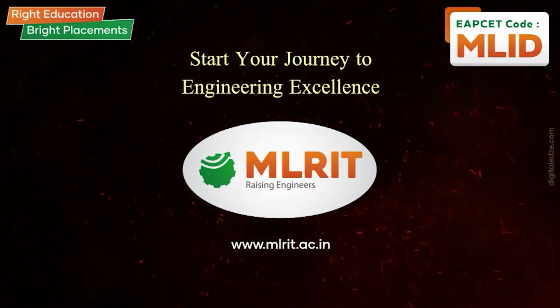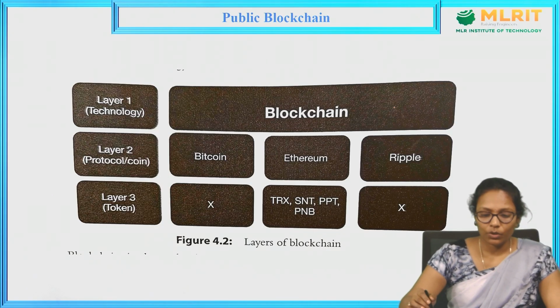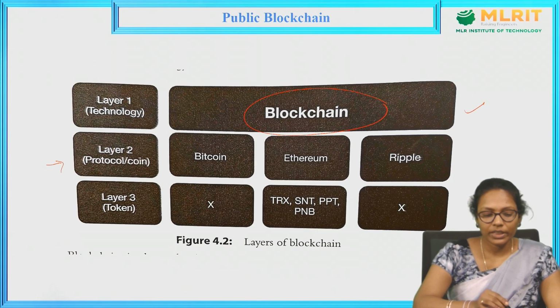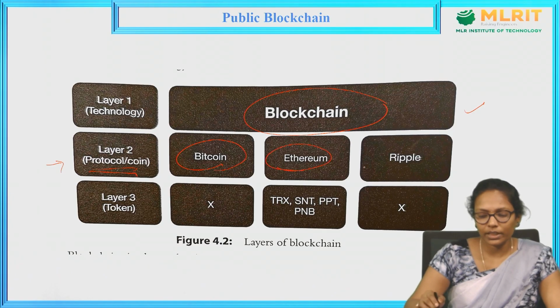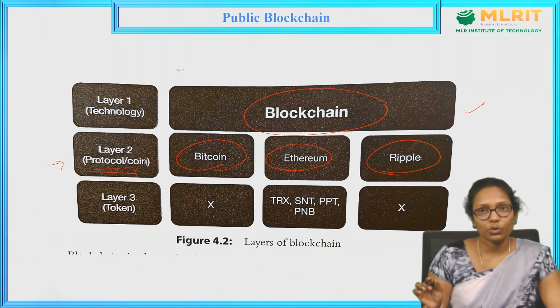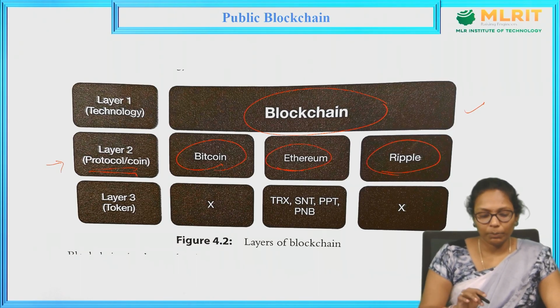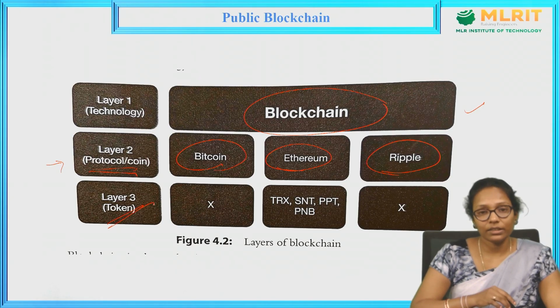This is the blockchain layer, layer 1. And coming to layer 2, it specifies the different cryptocurrencies and also the protocols which they are following. The different cryptocurrencies are Bitcoin, Ethereum, Ripple, and we also have many other cryptocurrencies. And coming to layer 3, layer 3 represents different tokens.